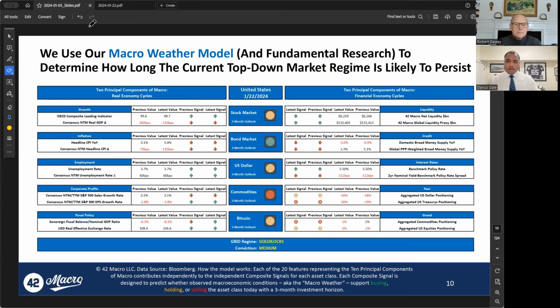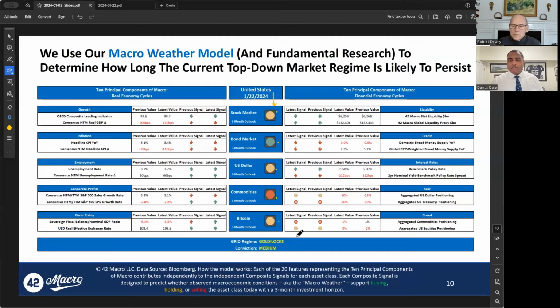So what we're showing on this page is what we call our macro weather model. This model is designed to nowcast momentum across what we consider to be the principal components of macro. And it's relating that momentum back into a rolling 3-month outlook for the main asset classes. As you can see down here in the middle of the page, the stock market signal is currently neutral. The bond market signal is currently bullish. The dollar signal is neutral. The commodity signal is bearish. And the Bitcoin signal is neutral.